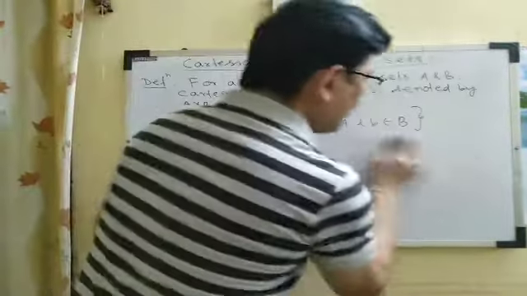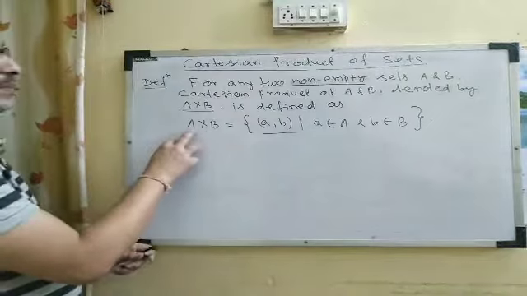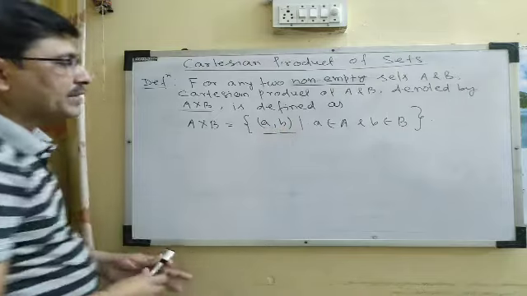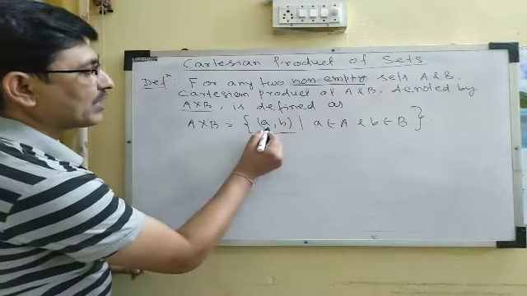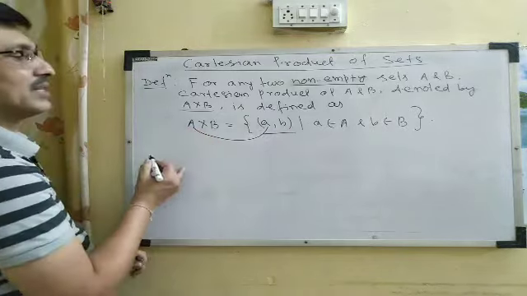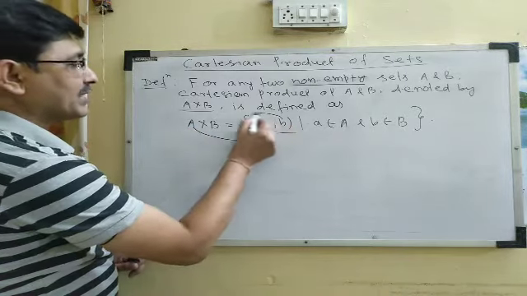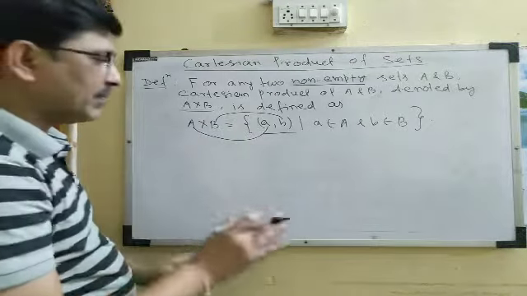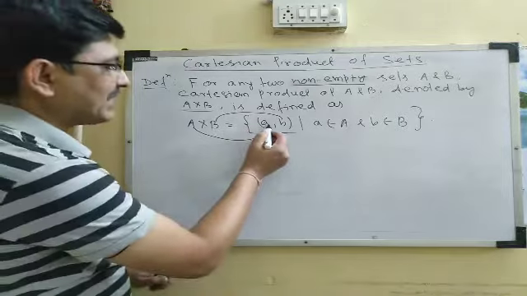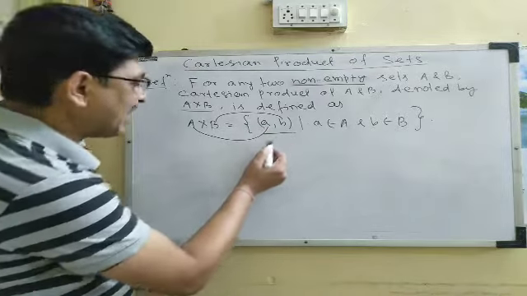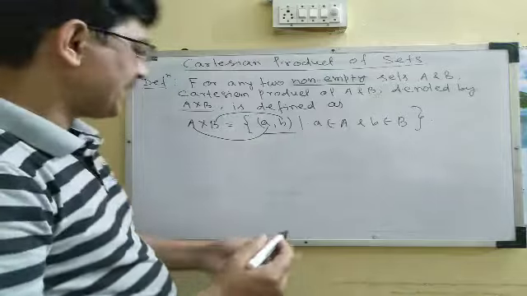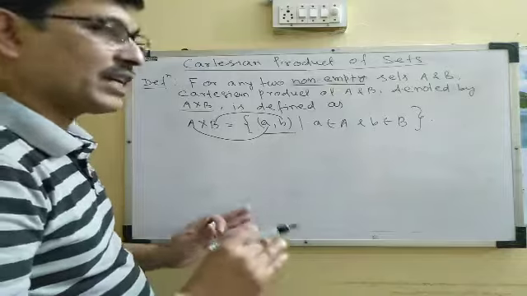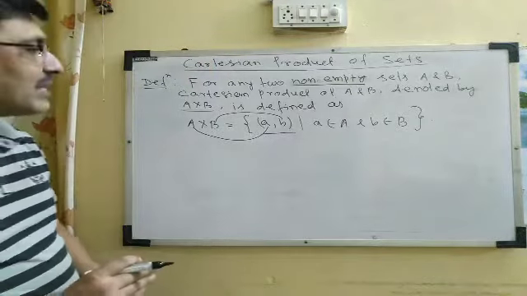So A cross B, that means the Cartesian product of A and B, denoted by A cross B, is the collection of all ordered pairs (a, b) in which the first component of this ordered pair is an element of the first set A, and the second component is an element of the second set B. That means all such possible ordered pairs in which the first element is from the first set and the second element is from the second set, the collection of all such possible pairs is known as A cross B.